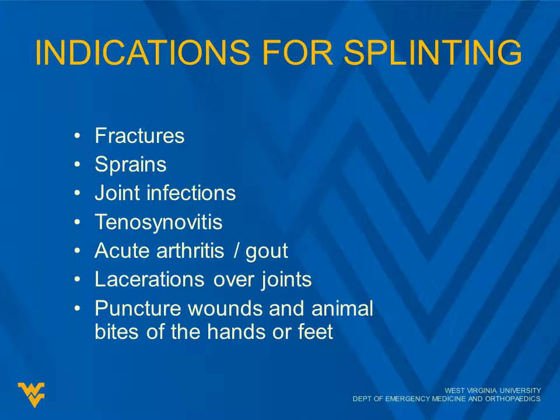Indications. We know fractures, but also sprains. Some joint infections can be helped with a splint to prevent you from moving around a whole lot. Tenosynovitis can be helped, as well as acute arthritis or gout.